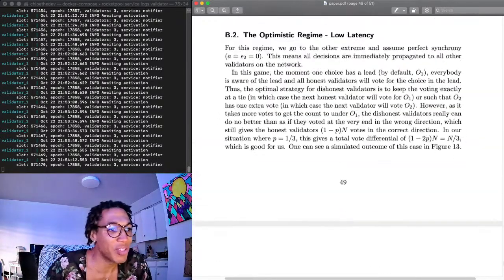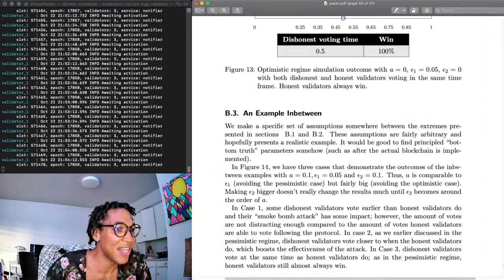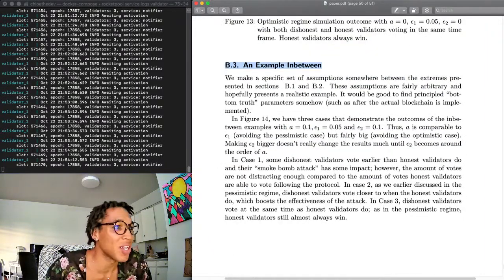This is unrealistic. It doesn't even matter. You win all the time. No one can ever beat it. That's not even fun. In between is more realistic.